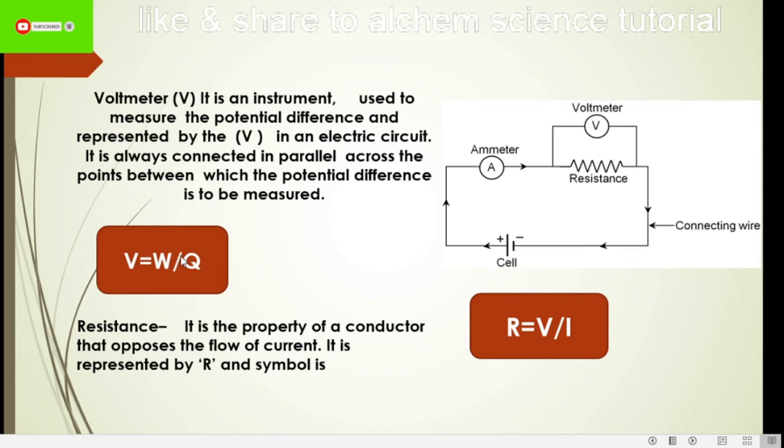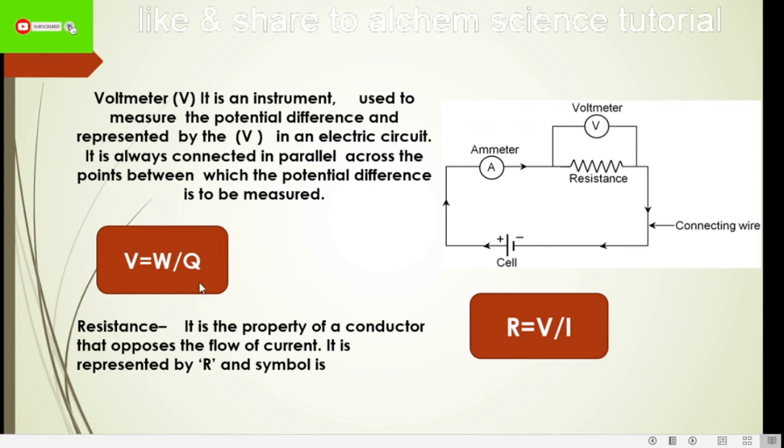In the mathematical equation you can write V equal to W upon Q. Here V is the voltage of the electric circuit, W is the work done, and Q is the charge. So this is all about the voltmeter. Voltmeter is an instrument which is used to measure the potential difference of any electric circuit.